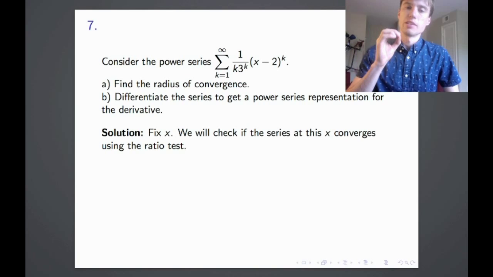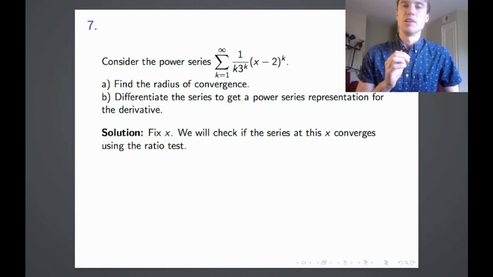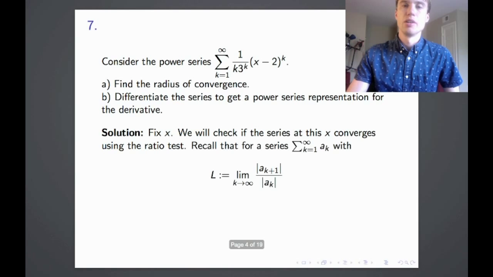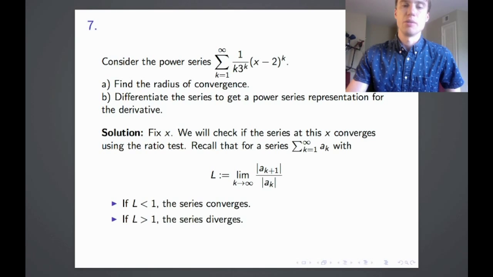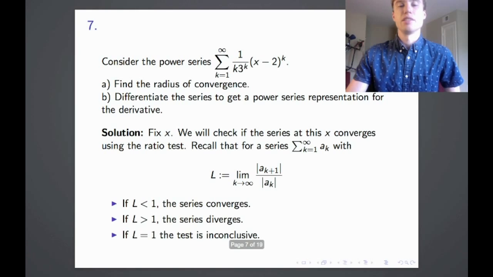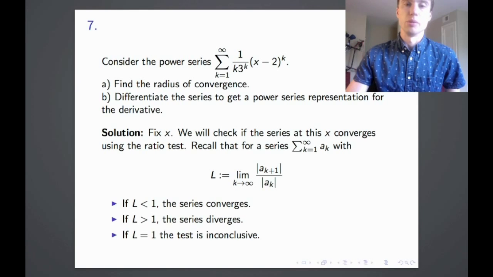Fix a value of x. We will check and see if the series converges at this particular value of x using the ratio test. Recall that for a series, the sum from k equals 1 to infinity of a sub k, such that the limit as k goes to infinity of the absolute value of a sub k plus 1 divided by the absolute value of a sub k exists and is equal to L, then this series converges if L is less than 1, diverges if L is greater than 1, and the ratio test is inconclusive if L is equal to 1.